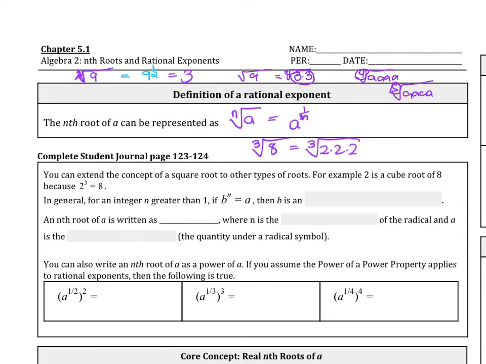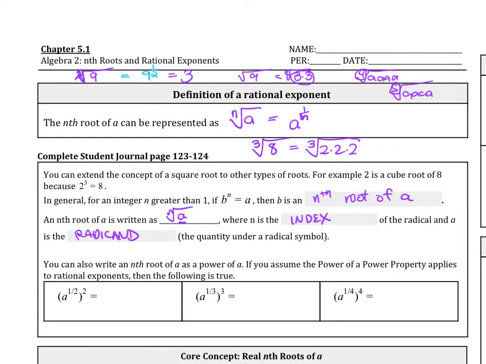I've talked about the index a little bit, so let me be more specific about that. In general, for an integer n greater than 1, if b to the n equals a, then b is an nth root of a. An nth root of a is written as what we wrote above, nth root of a, where n is called the index of the radical, and a, the number here, is the radicand. It's the number underneath the radical symbol.